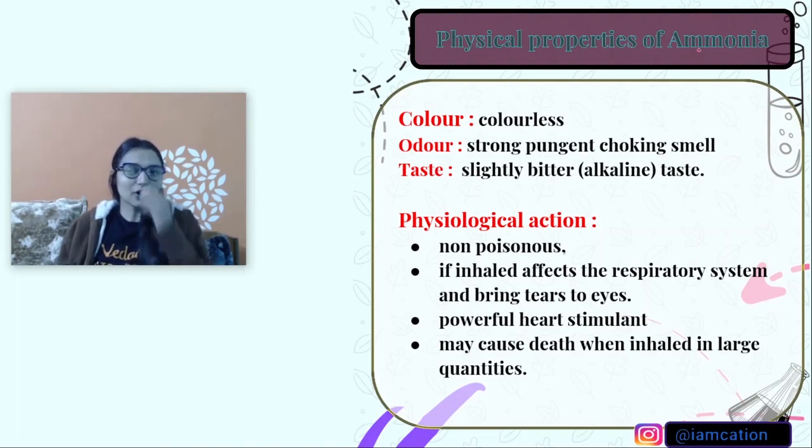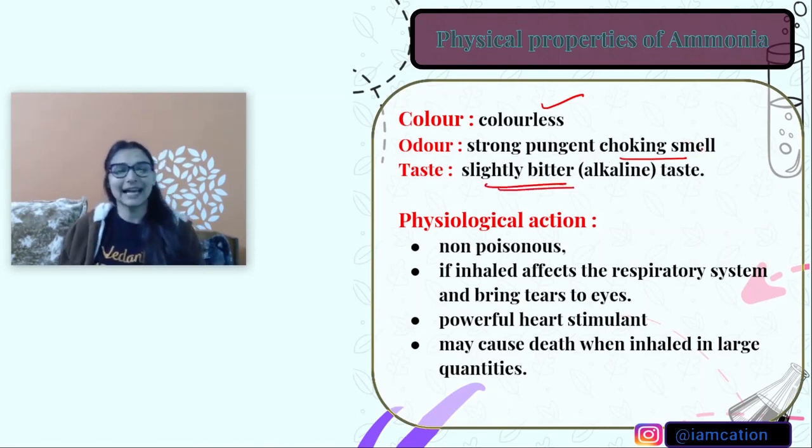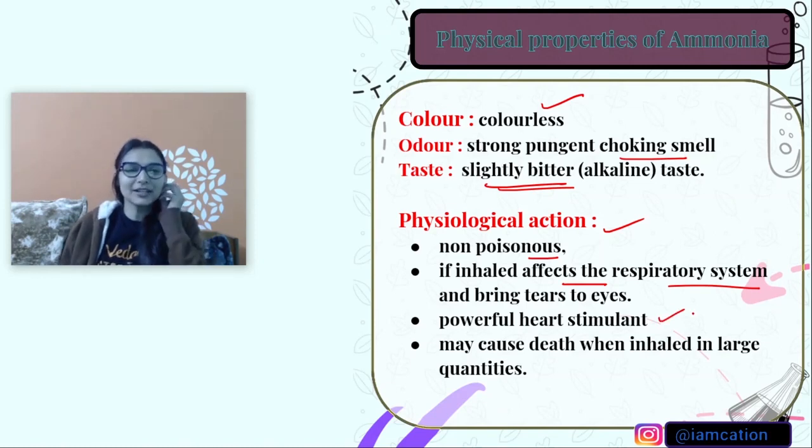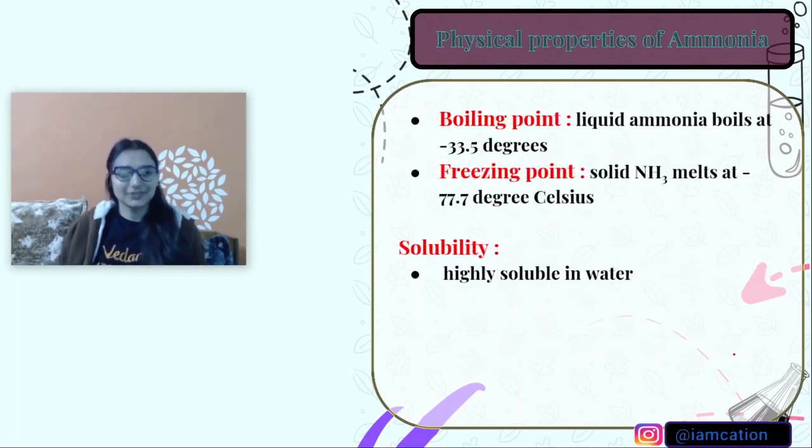Okay, so now let's talk about the physical properties of ammonia. Ammonia is a colorless gas, and if you talk about the odor, I don't want to smell it. Pungent, choking smell. Taste is slightly bitter because it's a basic gas and bases are usually bitter to taste. And physiological action? Not poisonous as such, but if inhaled for a longer period of time continuously, then it impacts your respiratory system and it can bring tears to the eyes. Powerful heart stimulant, so this is what should happen: you don't come in contact with it, because inhalation of large quantities can lead to death.